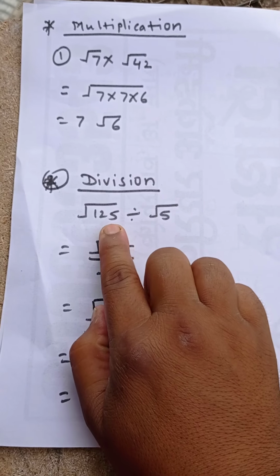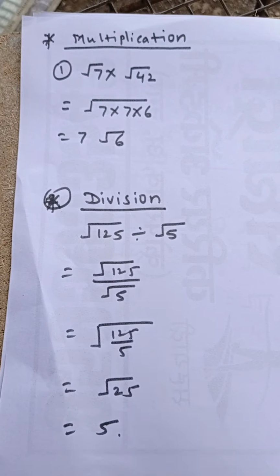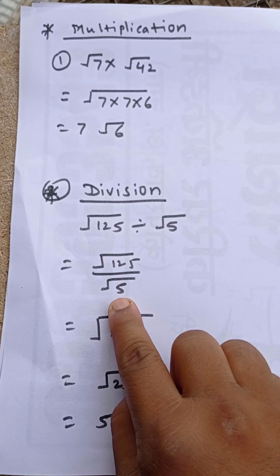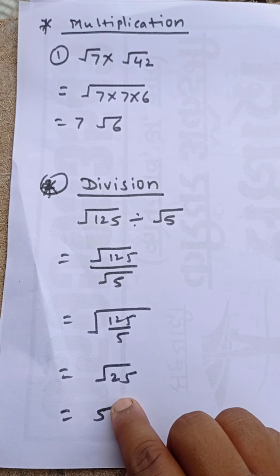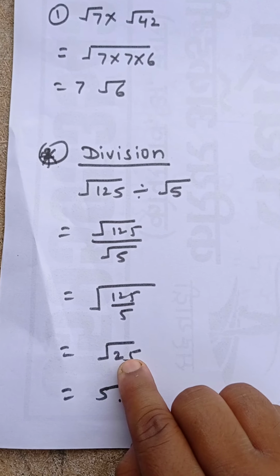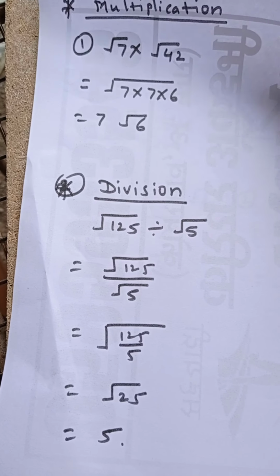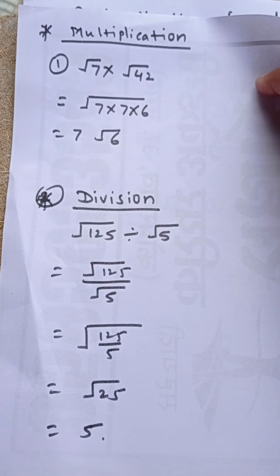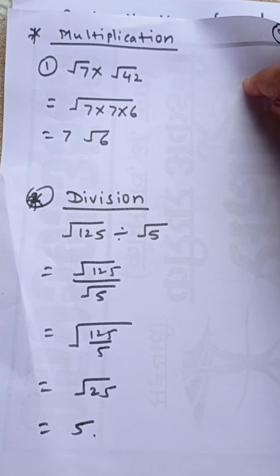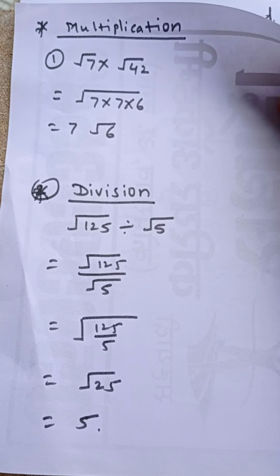Now, division of surds. Root 125 divided by root 5. It can be written like this: root of 125 divided by 5. If we divide 125 by 5, we get 25, and the square root of 25 is 5. So this is called multiplication and division of surds. It's very simple to multiply and divide surds. When we learn the exercise or practice set, we'll learn more about multiplication and division.